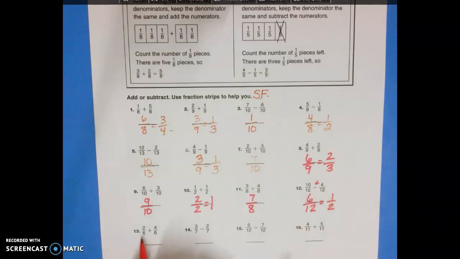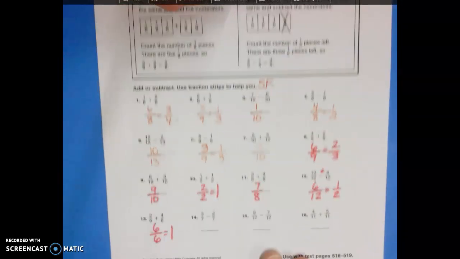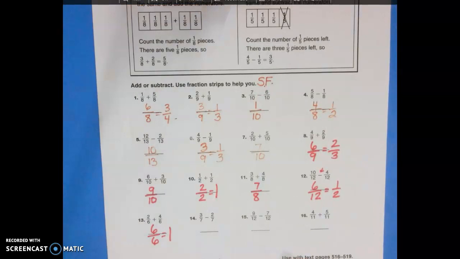A few more. 2/6 plus 4/6 is 6/6. Again, we've seen 2/2 equals 1. Well, there's another fancy one that we have that equals 1. 3/7 minus 2/7, 3 take away 2 is just, we'll have one piece. What size? 7ths. 9/12 take away 7/12 is 2/12. Uh-oh, both even numbers. Divide by 2, divide by 2. Simplest form is 1/6. 4/11 plus 5/11. 4 plus 5 is 9/11. Simplest form? Yes, I could maybe divide by 3 for 9, but 3 does not divide out of 11, so therefore, they are simplest form.